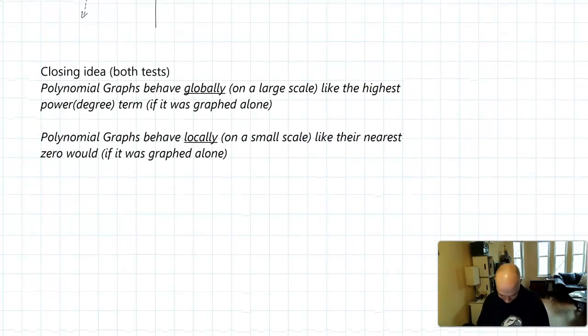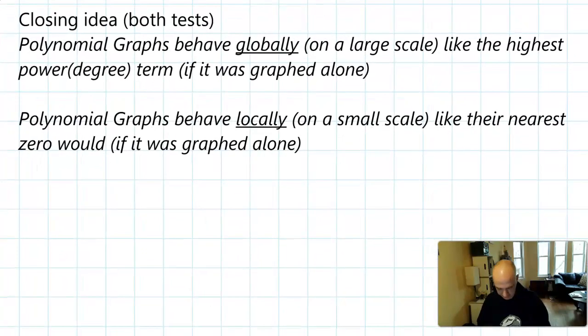And just to close on this idea and close the video out to what we've been talking about, why do both tests work? Polynomial graphs behave globally, end behavior on a large scale, like the highest power term if it was graphed alone. That, you know, x to the fourth, plus a bunch of garbage, is going to behave like x to the fourth. x to the seventh, plus a bunch of stuff, is going to behave like x to the seventh when you zoom way out. On the other hand, when you zoom way in at a specific 0, then the graph will behave like the factor that gave that 0.